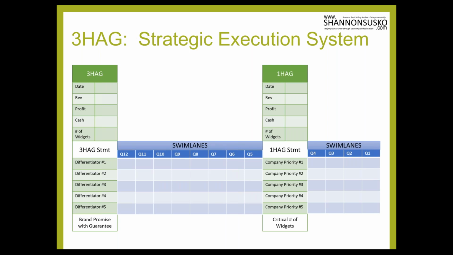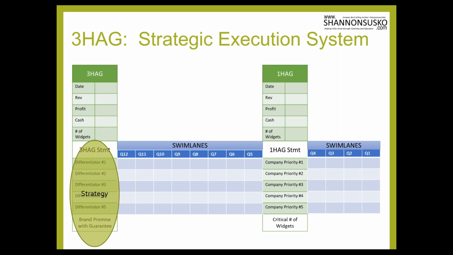It's better to write down where we think we're going than not to write anything down at all. The more we write it down, the more confident we get, the more we evolve it, the more the team talks about it, and we make good decisions on where we're going. So the strategic place in this is really about our 3HAG statement, our differentiators, and of course our brand promise with guarantee.